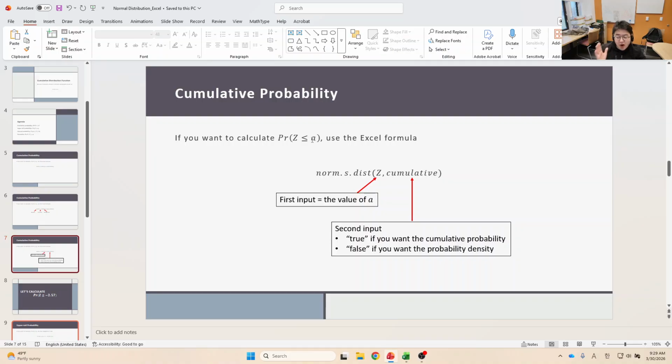The point where you want to calculate the cumulative probability. And the second input is a yes or no question. So you have to write true or false. If you say true, it is cumulative probability. If you say false, that is the probability density, right? Anyhow, we are interested only in the cumulative probability. So this is the basic structure.